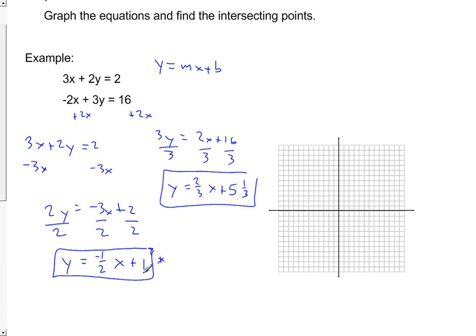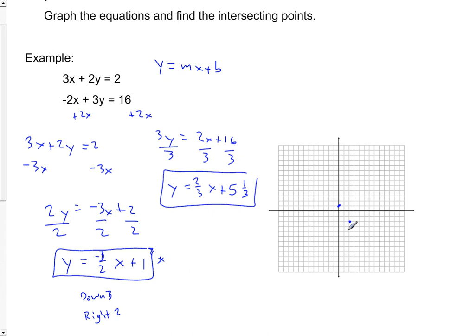And my y-intercept is 1, so I'm going to go up on the y-axis and plot my value 1 for my y-intercept. My slope is negative 1 over 2. That is down 1 and right 2. So I'm going to go down 1. Oh, that's a 3. So down 3 and right 2. So down 3 units and right 2 units.